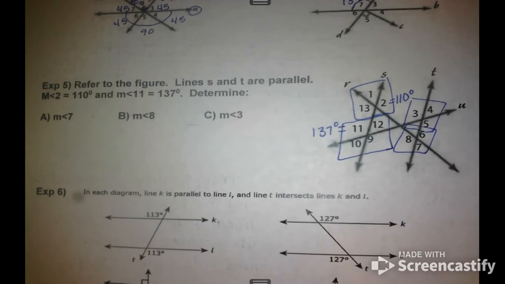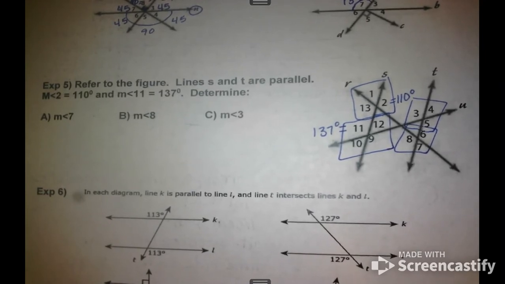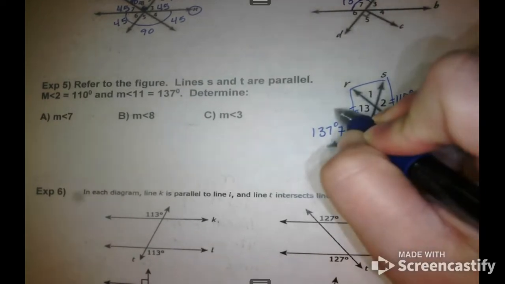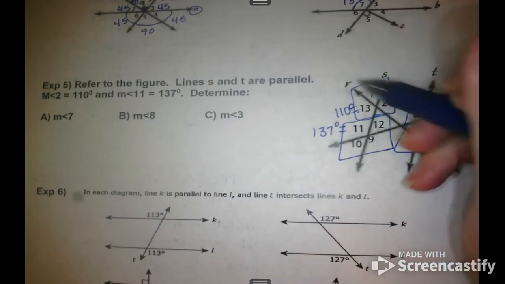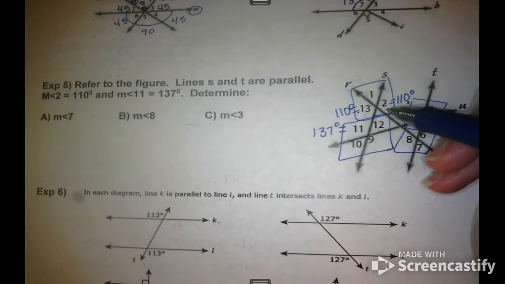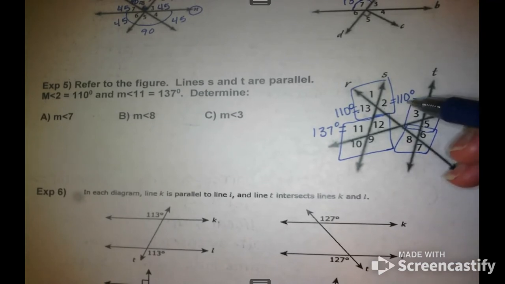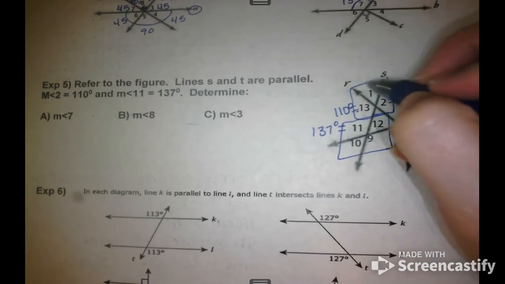Y'all think this is impossible? No. Okay, let's just think about it. So 2 is 110, right? That means 13 is what? 110, because they're vertical angles. They're equal. Well, if 1 and 2 have to equal 180, what plus 110 equals 180? 70. There you go.